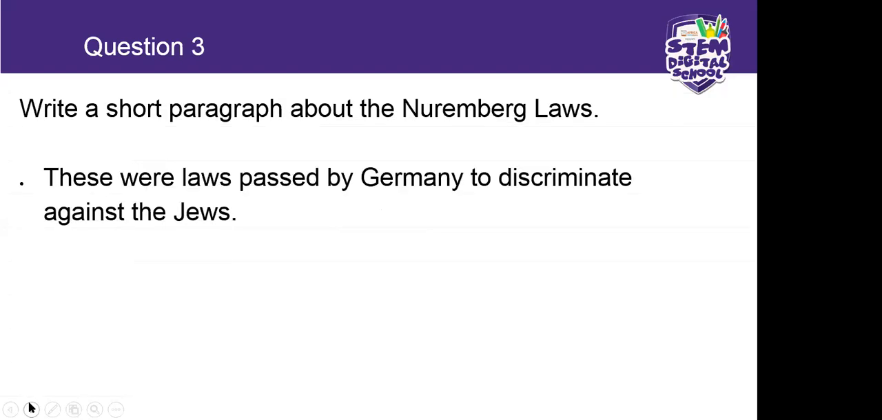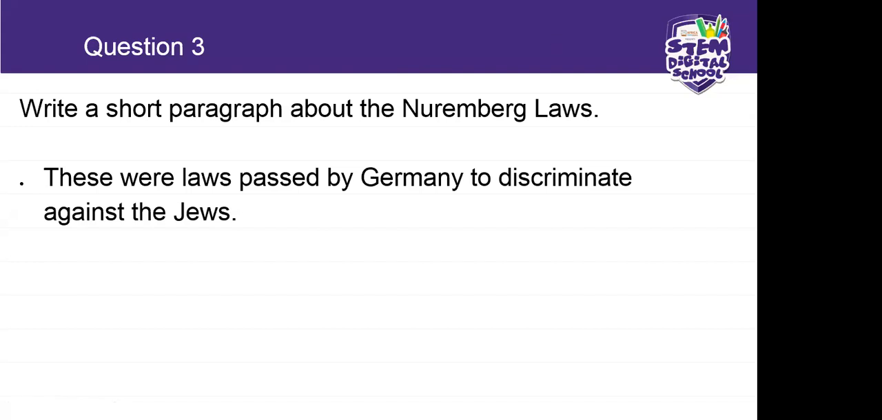Question 3. So what was question 3? Write a short paragraph about the Nuremberg laws. Which answers did you come up with? So you were supposed to write another short paragraph. I hope you wrote something related to this. These were laws passed by Germany to discriminate against the Jews. So they were called the Nuremberg laws.